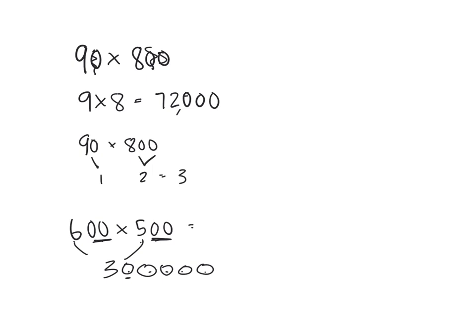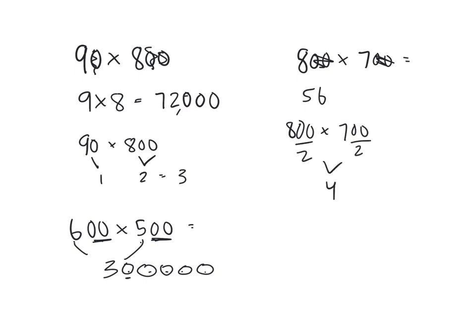Okay. So again, multiply without the zeros. So 8 times, hide the zeros. Multiply. Put the 0, count my zeros. 2, 2, which makes 4. And that's how many should be on my answer.